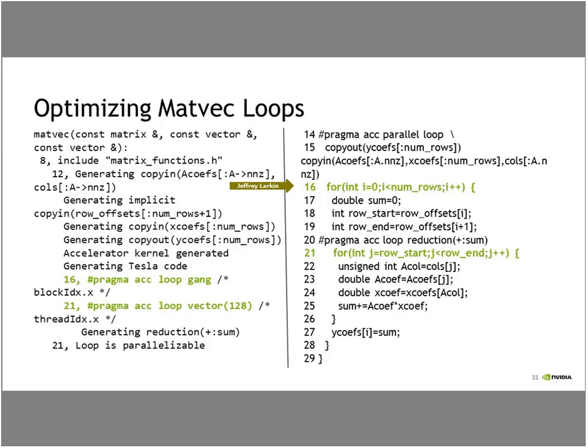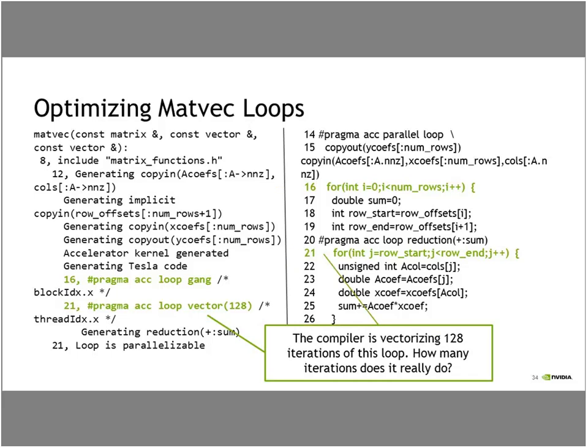At line 21, it encounters a different loop. Line 21 says, I generated a vector length of 128. We already discussed that the compiler doesn't know how many iterations there are here, so it had to choose something, and it chose its default value of 128. So that's what's going on here. It's chosen this value, but I need to look at my application knowledge and say, is that an appropriate value?